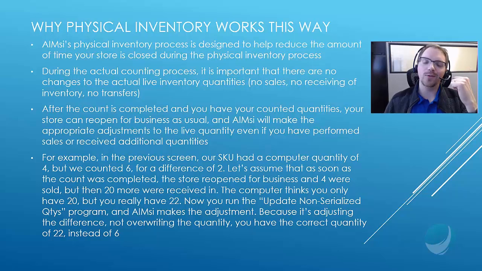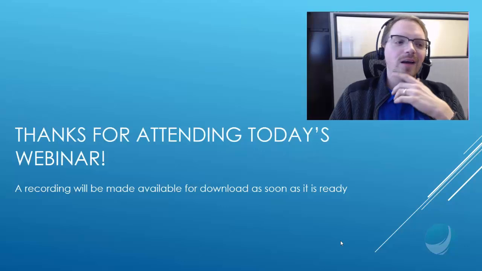That's the reason why we stress the importance of not adjusting those live quantities while you're counting, because we don't want that count to be thrown off from a realistic perspective. We want to make sure the count that we get is relative to the computer quantity that was included in the snapshot at the time of preparing for inventory. So hopefully that all makes sense.